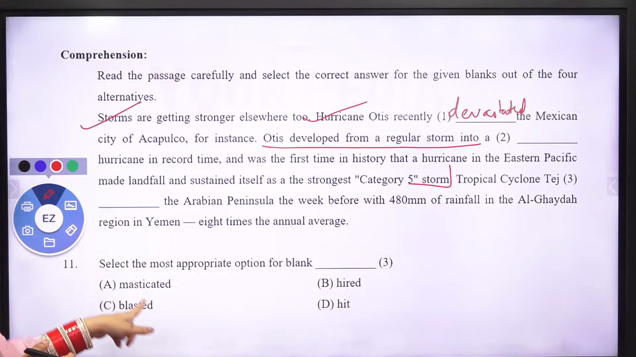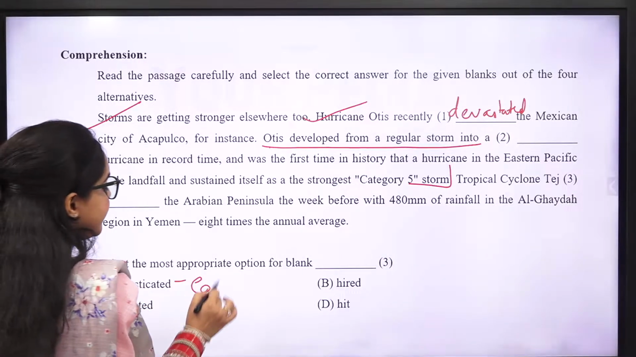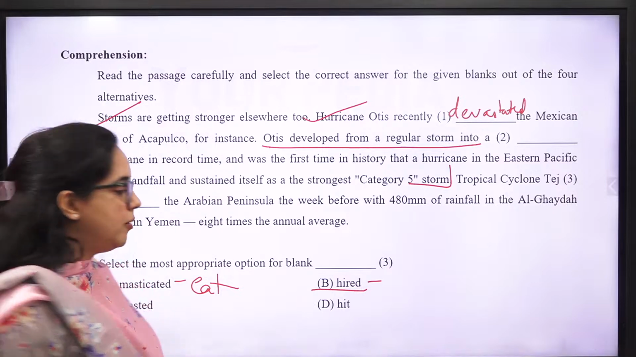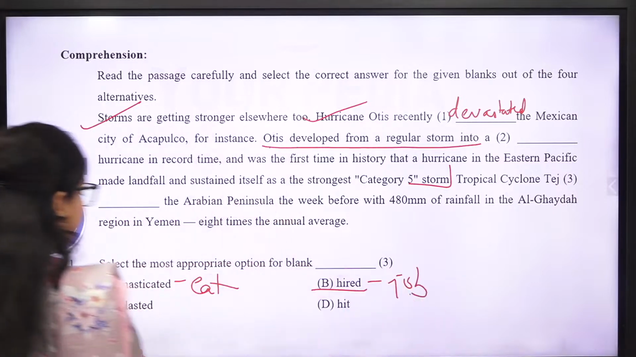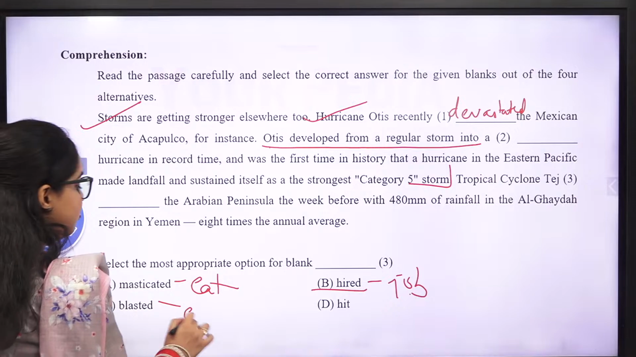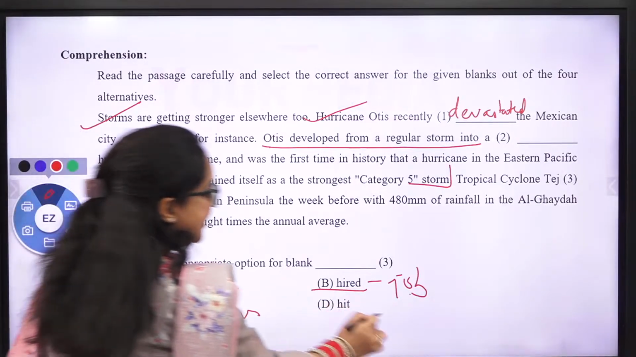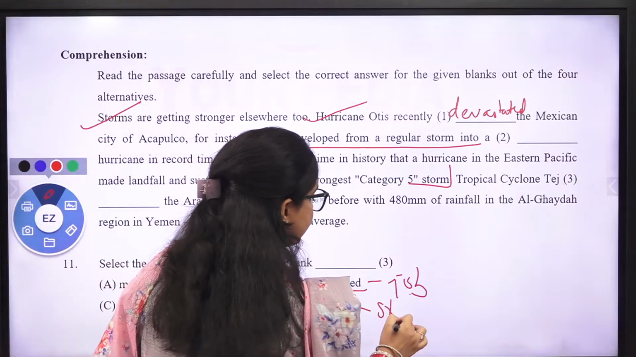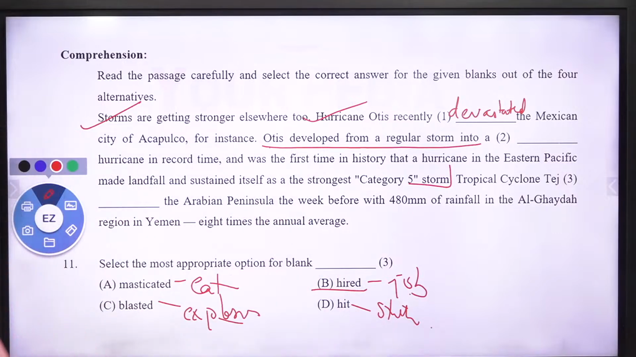And it is not masticated. Masticated is something you call eating. To munch something is masticating. Hiring something is when I hire someone for my job. That is hired. Blasting, if I say, is used to express some kind of annoyance. So it's an explosion. And hit is when it strikes together. So this is striking together. Now tell me what will be there.